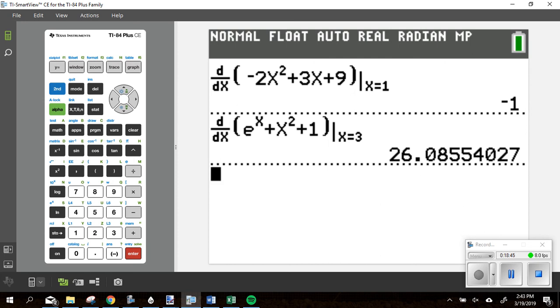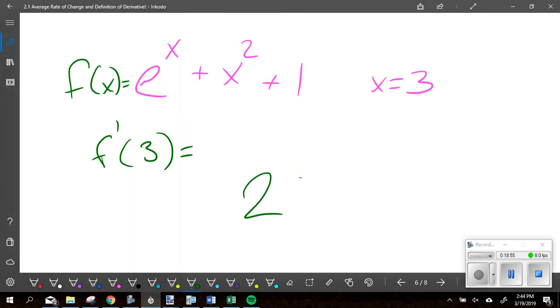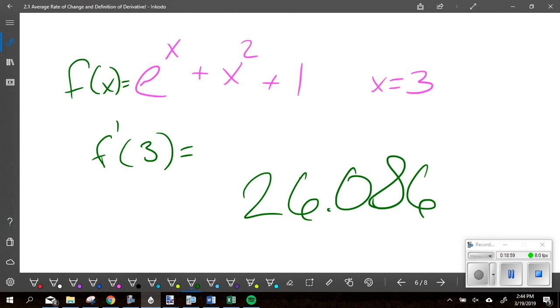26.08. How many decimals? 3. It's calculus. We always go to 3 decimals every single time unless they specifically state not to. 26.086 is the correct answer for this. Otherwise it'll be completely wrong. You have to go 3 decimals. So there is no thought process. It's always 3 decimals. Questions here?